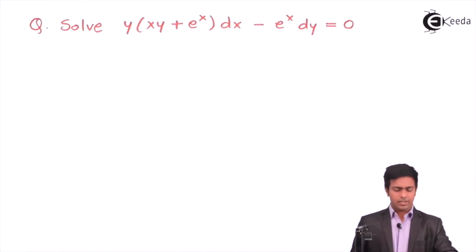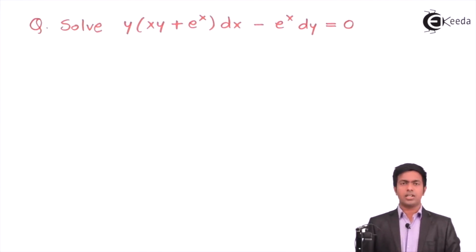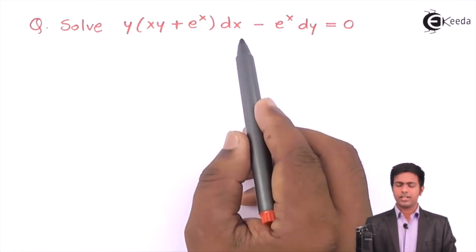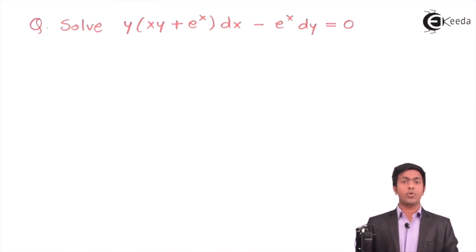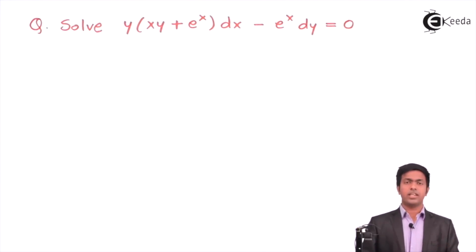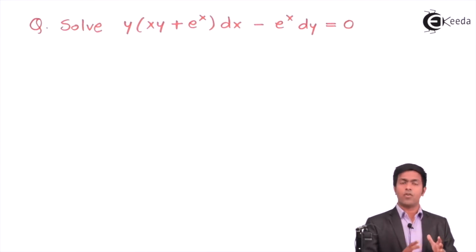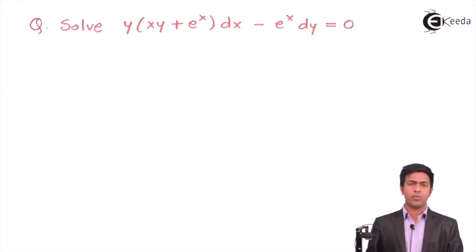So let's start. Here you can see that the given equation is in the form M dx plus N dy equal to 0. So we have seen the exact differential equation, where the equation is in the form M dx plus N dy equal to 0. So I'll show you.